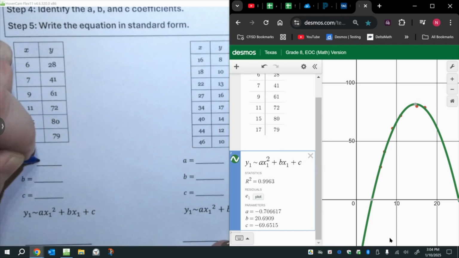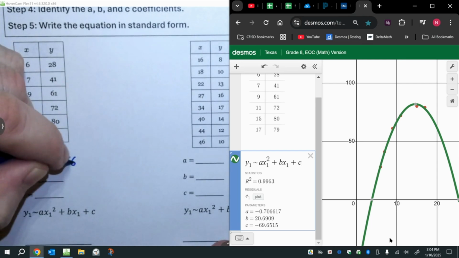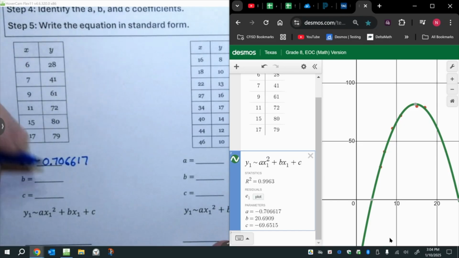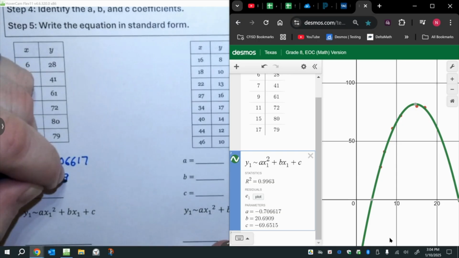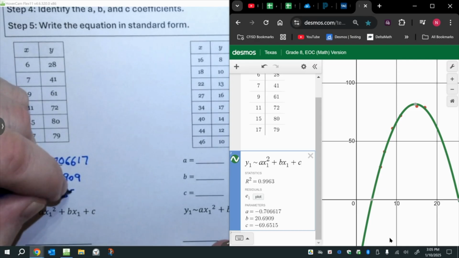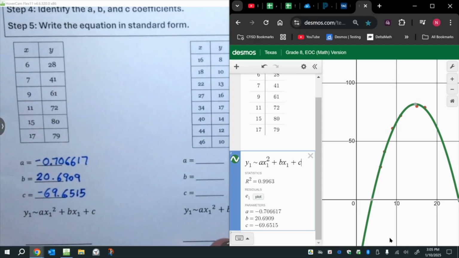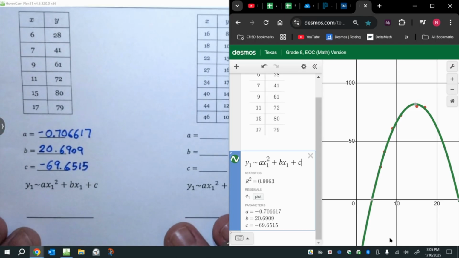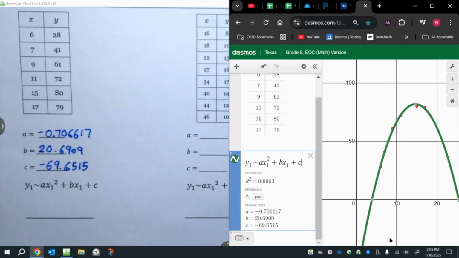We have negative 0.7066617. Then we have 20.6909. And then we have negative 69.6515. All right, and for the purpose of this, I'm just going to leave all of these numbers as they are, and we're going to write it into the formula or the function.